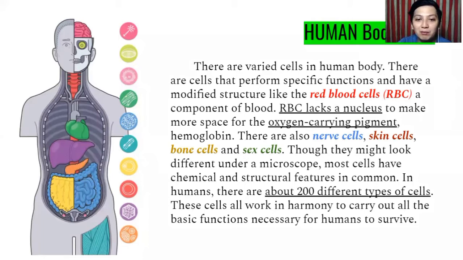To make more space for the oxygen-carrying pigment hemoglobin. There are also nerve cells, skin cells, bone cells, and sex cells. Though they might look different under a microscope, most cells have chemical and structural features in common. In humans, there are about 200 different types of cells. These cells all work in harmony to carry out all the basic functions necessary for humans to survive.